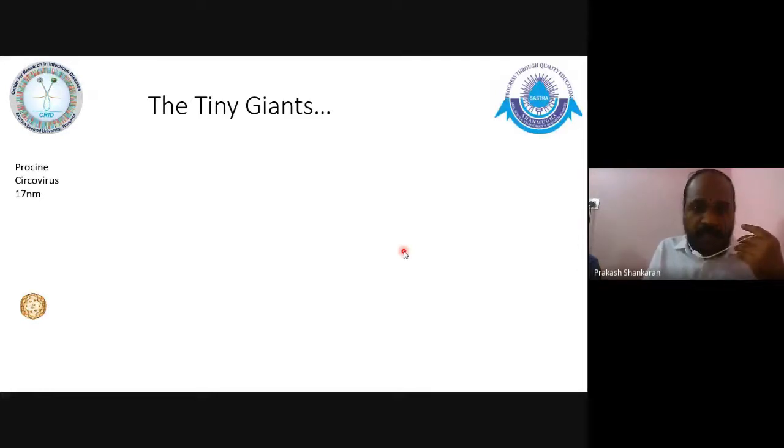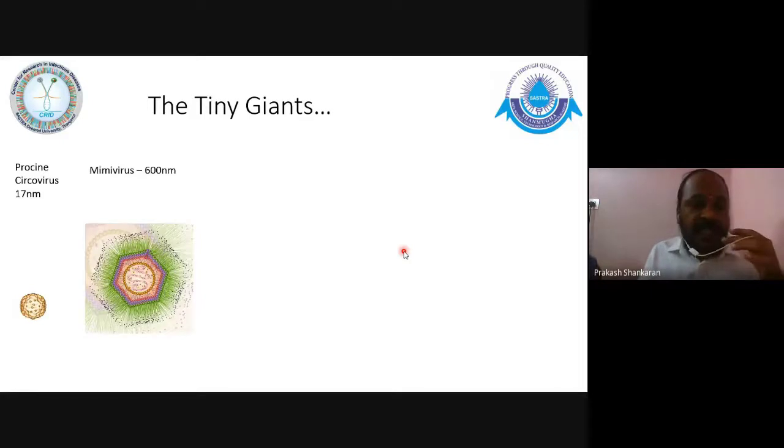It's very interesting to know because this information is very recent, from 2004 to 2014. That's all. This giant virus is called Mimivirus. It is 600 nanometers in size. Imagine a normal virus of 100 nanometers. This is 6 times bigger than any normal virus. It was isolated from a cooling tower in the UK, I think, or in France.